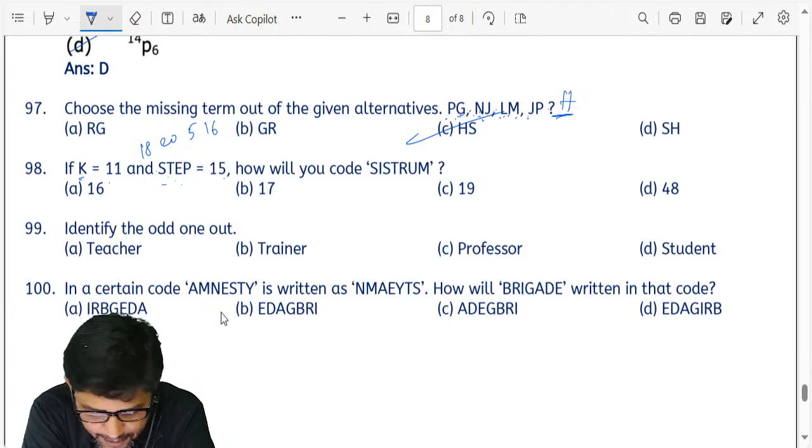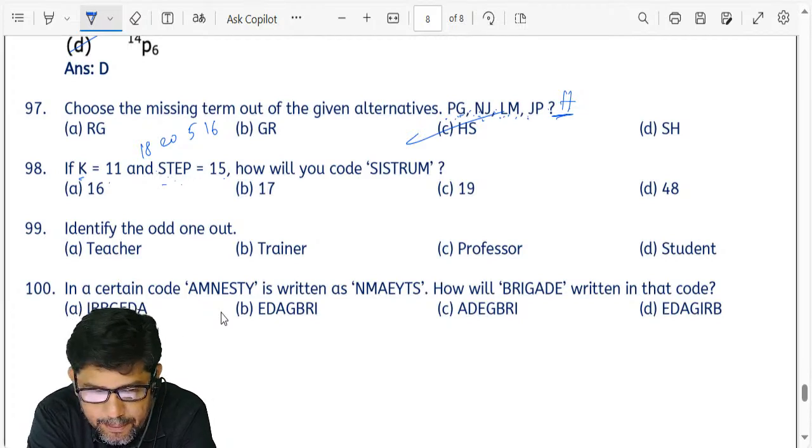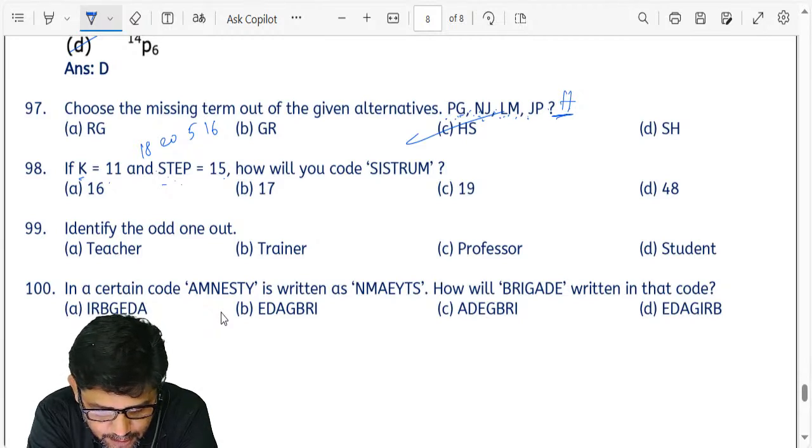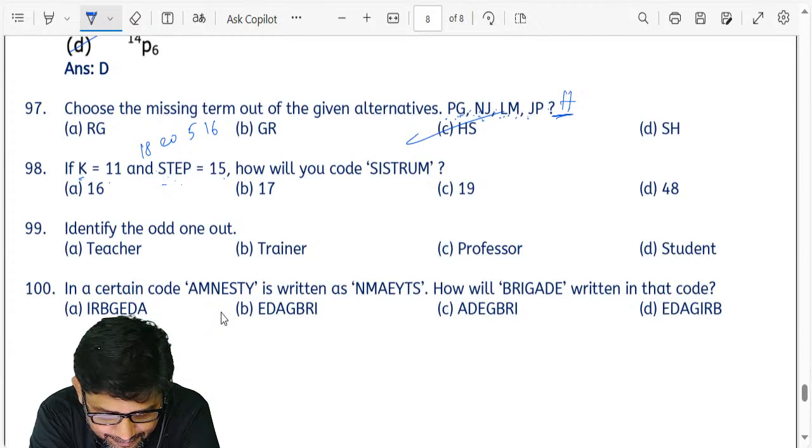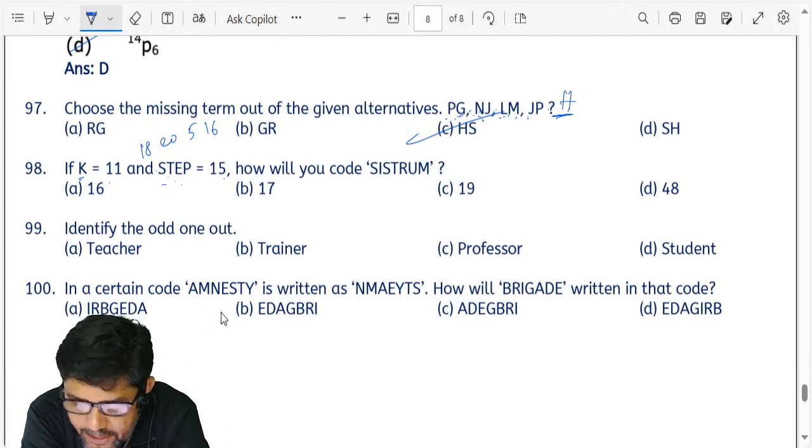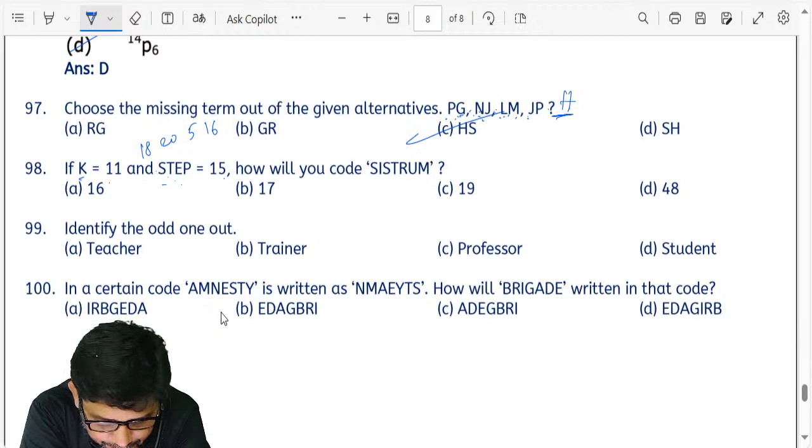Okay, Mr. Narayan Swami, yes, B is correct. But how did you get that? What is the logic behind it? How is step equal to 15? Yes, my dear Venkat, you are right. But what is the logic behind 17? Okay, Omkar Pawar, you are correct. Brilliant. But what is the logic? 18, 25, 16. There should be some logic.